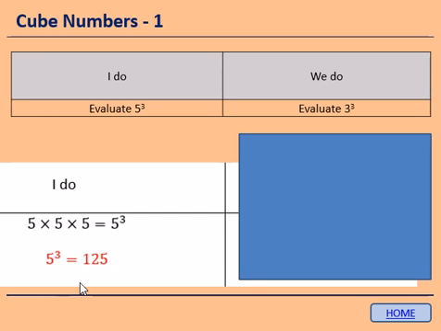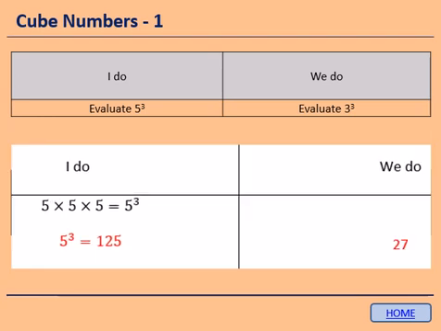Pause the video here and allow time to copy down the I do and then work through the we do independently. Okay, so for the first we do, we have 3 to the power of 3, which means 3 times 3 times 3. If you calculate that, 3 times 3 makes 9, and then 9 times 3 makes 27. So your answer should be 27. Please mark that in green pen. If you didn't get it right, please write down the solution.